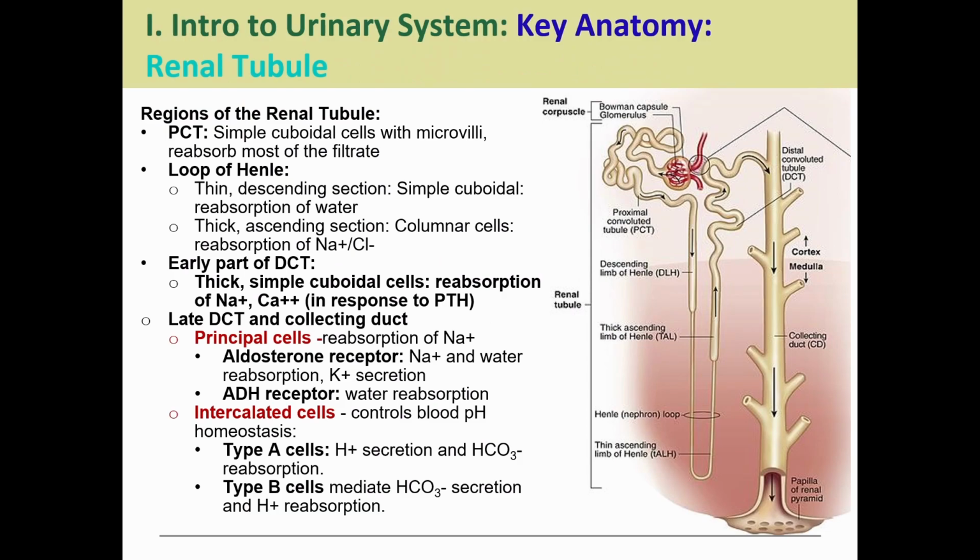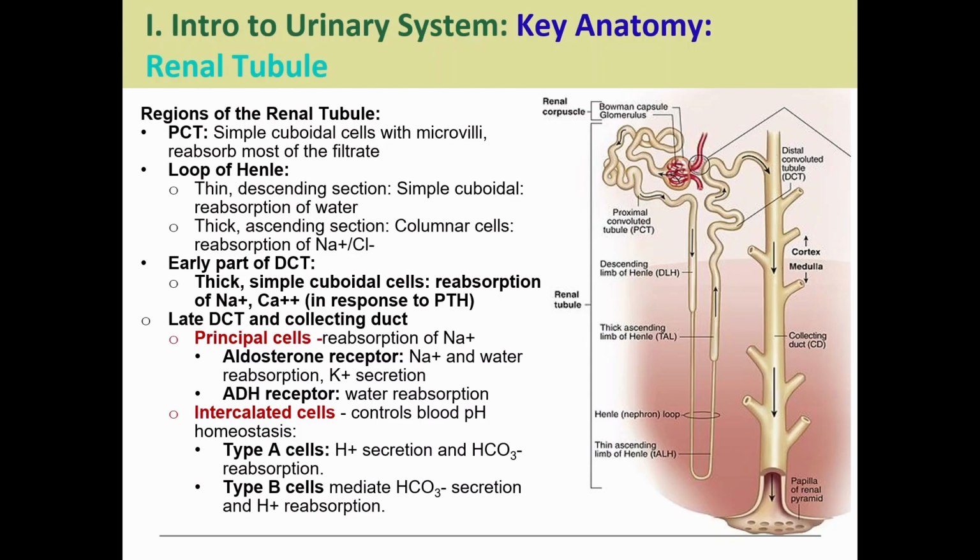Now let's go ahead and talk about the rest of this. We got through the renal corpuscle. Now let's talk about the renal tubule. The renal tubule is basically the rest of it, which is composed of the PCT, or the proximal convoluted tubule. We're going to have simple cuboidal cells here. They're going to reabsorb most of the filtrate. So a lot of stuff gets filtered out, but then very quickly gets pulled right back into the bloodstream.